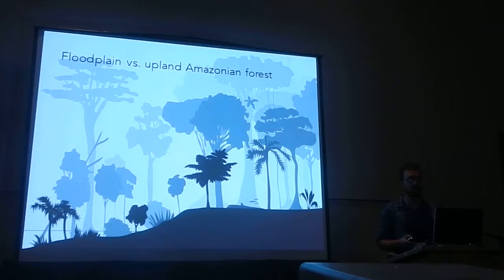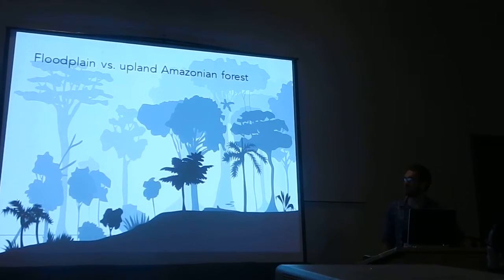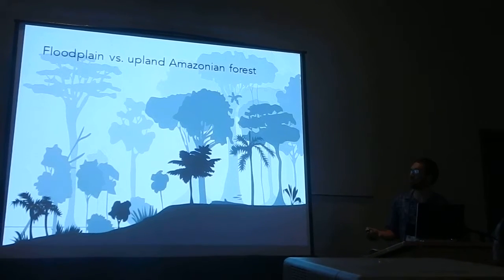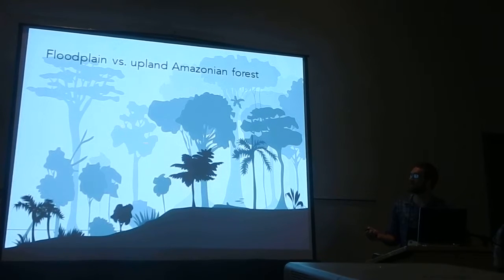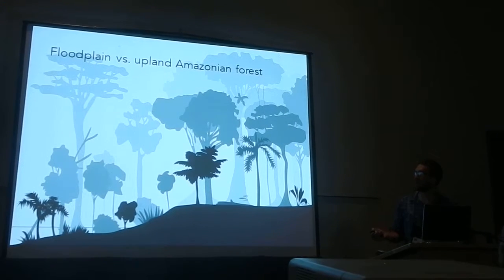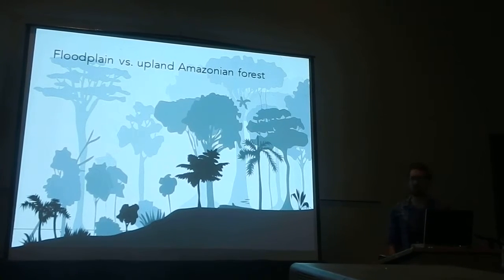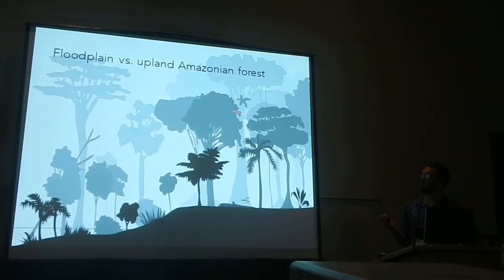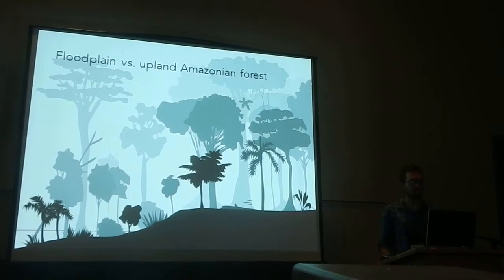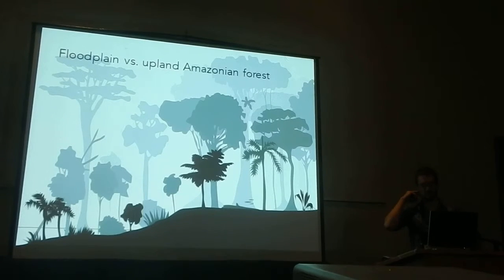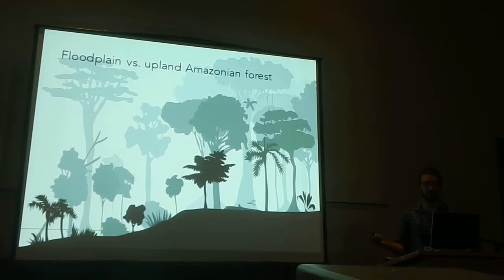So floodplain and upland forest have pretty different structures and floristics. This is a generalization, but floodplain forest is often more edge-like in structure. It has, on the left here, a more open canopy, oftentimes a denser understory, and fewer tall trees. Whereas upland forest has a taller, closed canopy and a darker, less dense understory. And as you might expect, given these different structures, the avifaunas of these two habitats are actually quite distinct.